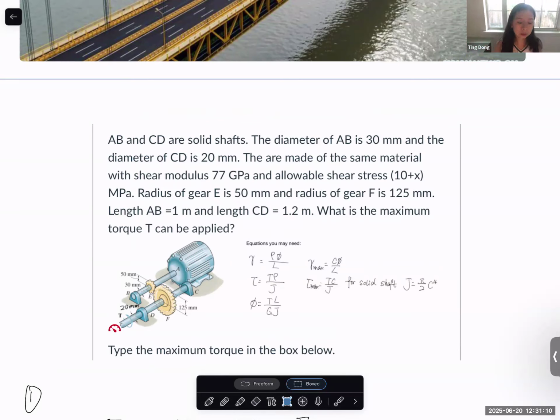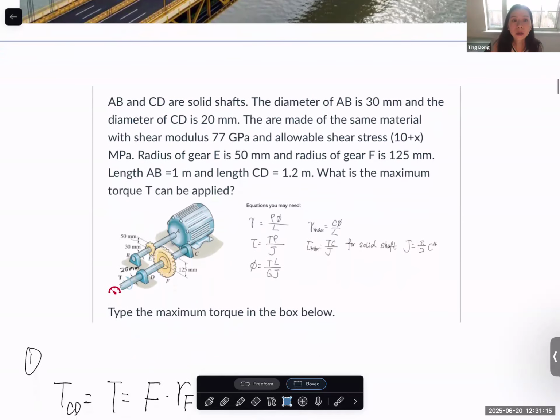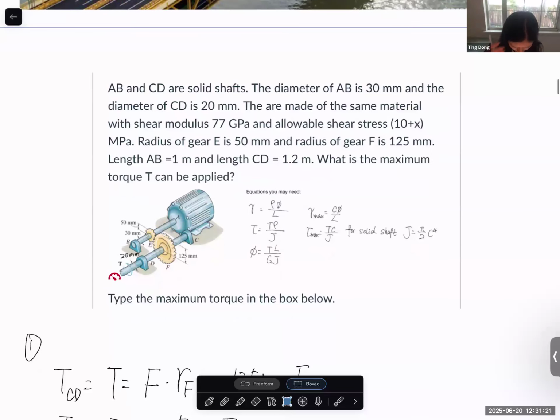So let's talk about the solution of quiz 2 first. We have two solid shafts. The diameters are given, 30 and 20 millimeter. And the material property is given, the same material for both AB and CD, these two shafts, and the allowable shear stress is also the same.